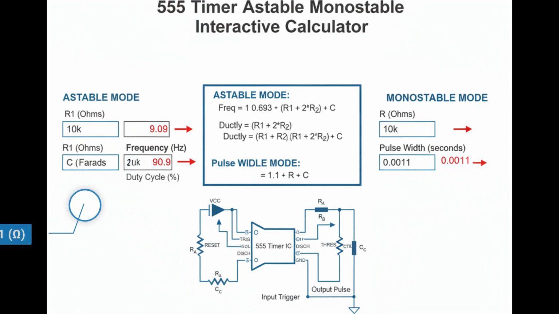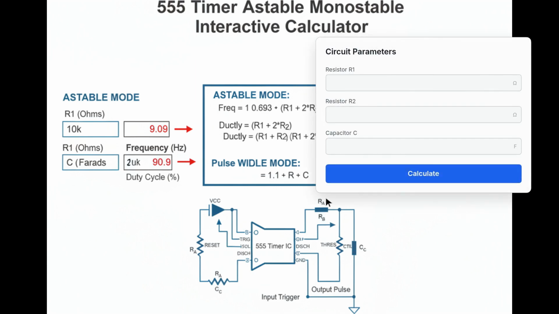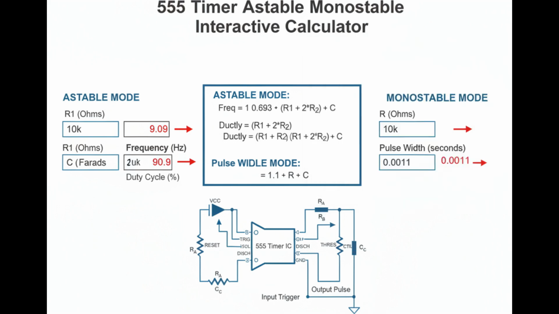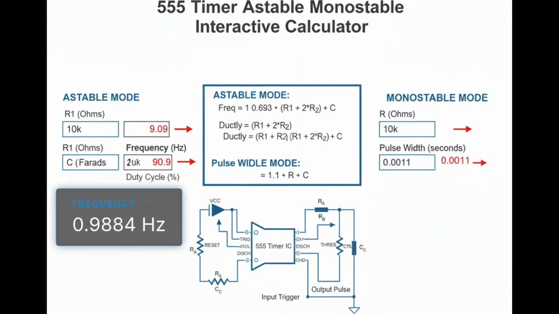The input fields are R1 in ohms, R2 in ohms, and C in farads using scientific notation. Here's our worked example. I'll enter R1 equals 10,000 ohms, R2 equals 68,000 ohms, and C equals 0.00001 farads. After clicking Calculate, we get these results.